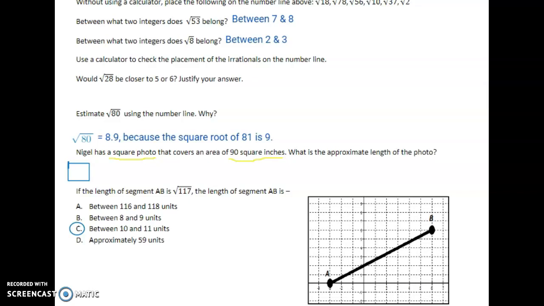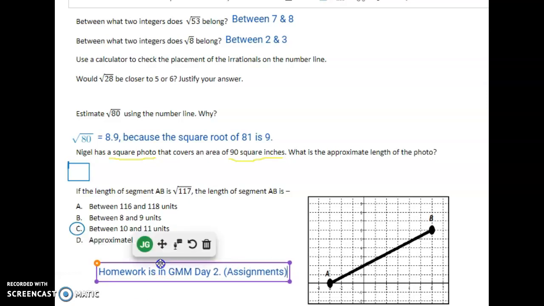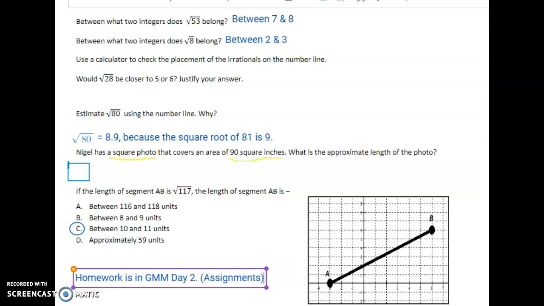And then for homework, you're going to do a day 2 assignment in Get More Math. So let me type that on there. Your homework is in Get More Math, and it says day 2. It is going to be under your assignments, so I'll put that in parentheses. If you can't find it, let me know. It will not be activated and visible to you until after you complete the lesson. So if you don't see it, just remember, you're supposed to check in with me so I see your notes and know you've completed it, and then I'll turn on your homework.